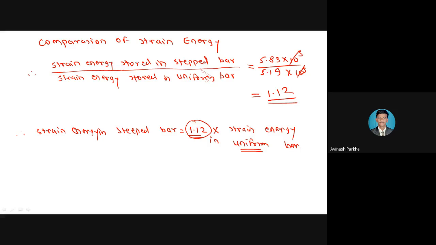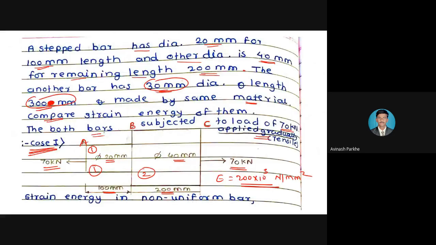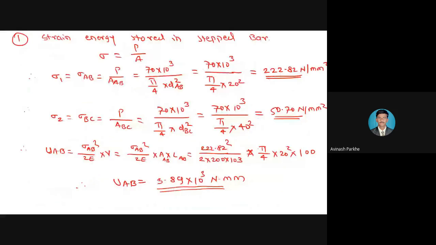Have you understood this part? Whatever the two problems we have solved, in the first problem, three sections are given, so we have to calculate the total strain energy. We calculated the strain energy stored in each section 1, 2, 3, and at the end we made the addition. In problem number 2 also, two sections are given. By using their forces, we calculated the stresses. By using the stresses, we calculated the strain energy stored in section number 1 and section number 2. At the end, we made the addition.